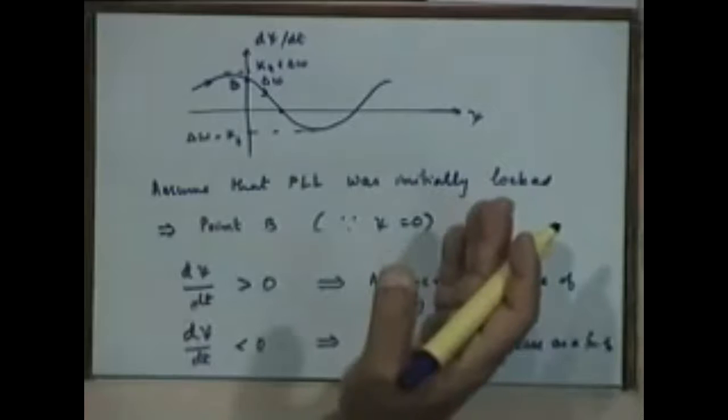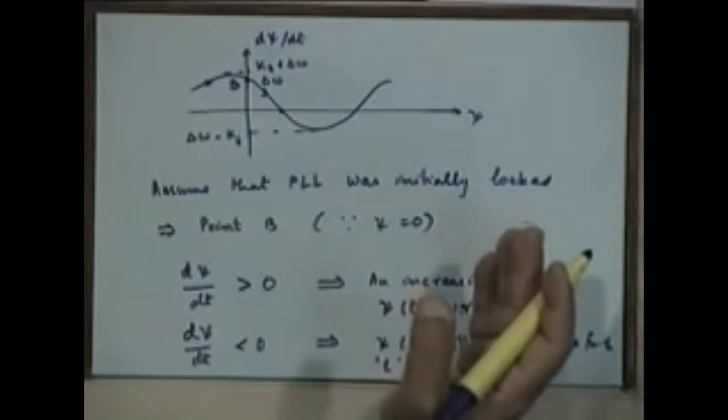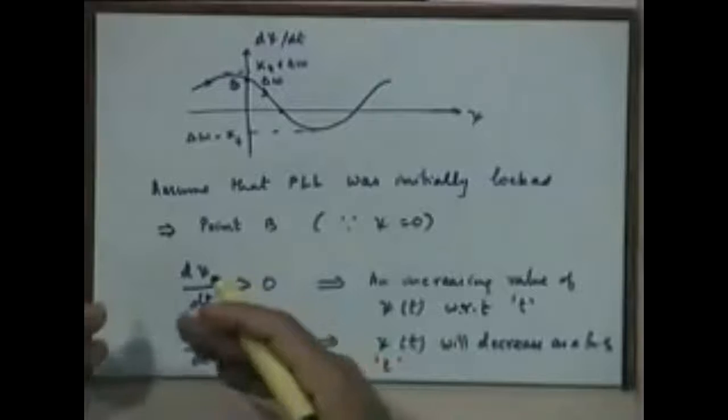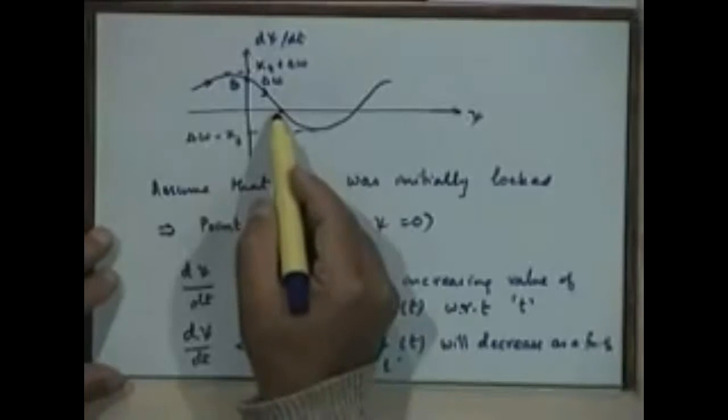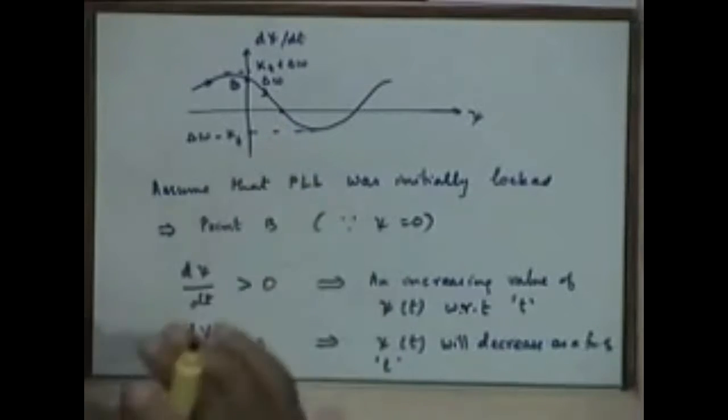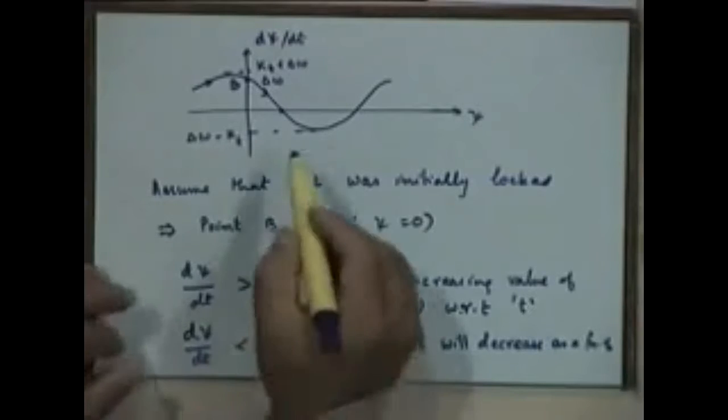It becomes 0. It stops to increase, right. If d psi by dt becomes 0, it stops to increase, and in some sense a lock has been achieved, but lock has been achieved not with the 0 value of the phase error, but with some finite value of the phase error, right. But we do not know whether it is really a perfect lock condition.